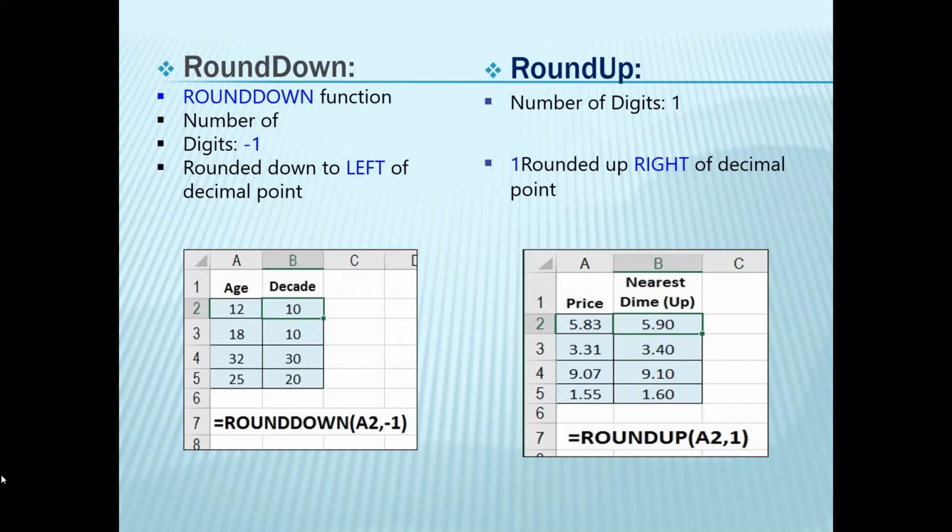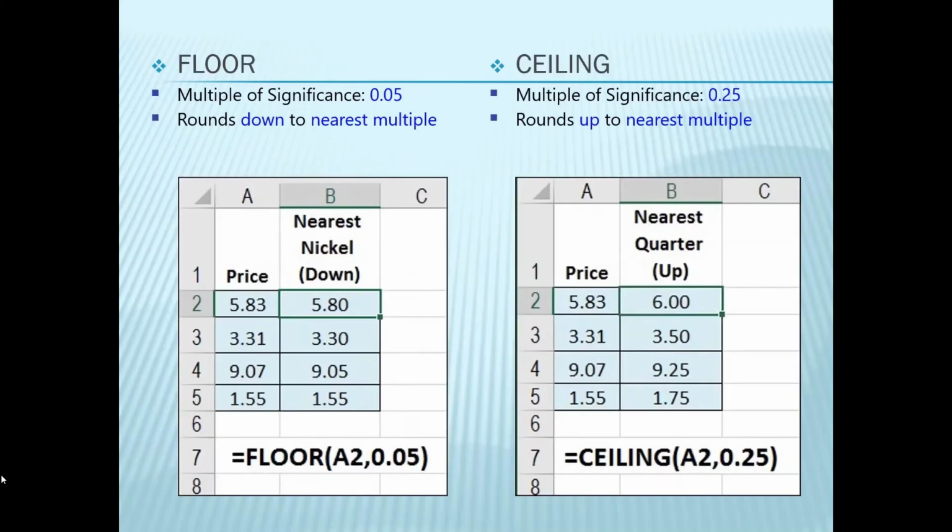Similarly, the ROUNDUP function will round the value away from 0. So if I use ROUNDUP on 3.2, it will round the value to 4 as 4 is away from 0. Now about the FLOOR function. It rounds down to the nearest multiple, as floor means below, so it rounds down to the nearest multiple of significance which we give. Like here in the example, 5.83 rounded down to a significance of 0.05 becomes 5.80.